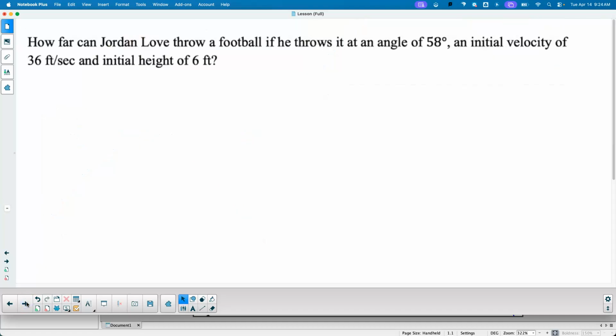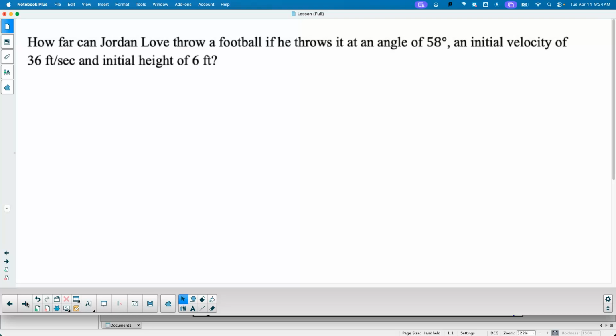Let's move on here now. I believe this is on the next page, if I am not mistaken. Actually, no, I lied. It's at the bottom of the Alfred D'Elia page. Yep. Okay. So how far can Jordan Love throw a football at an angle of 58 degrees with an initial velocity of 36 feet per second and an initial height of 6 feet?